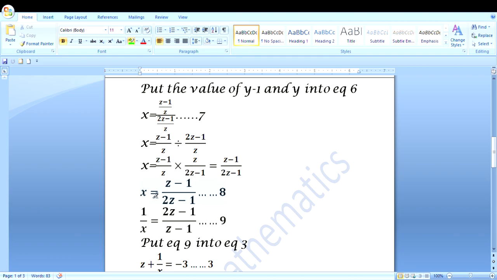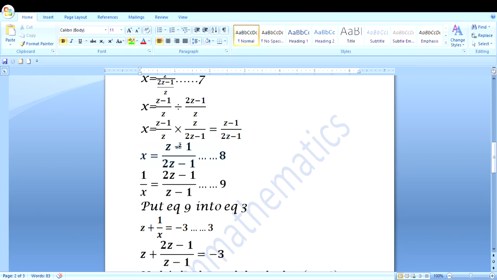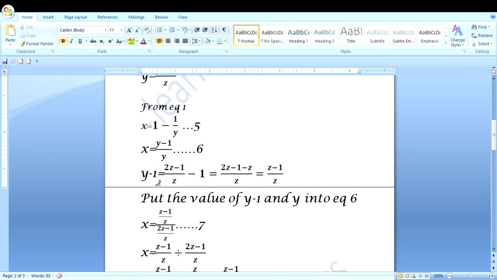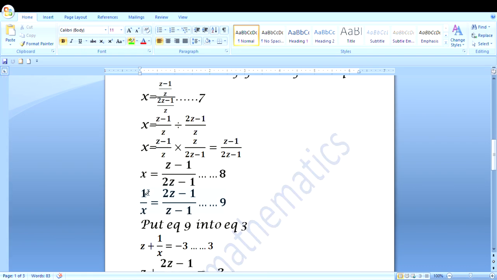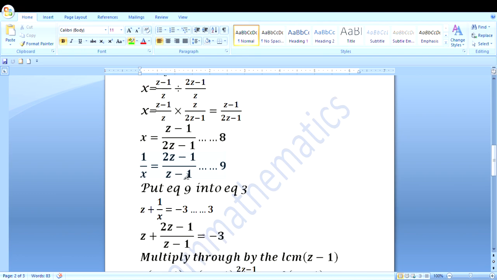So all this is x. The expression for x is z minus 1 over 2z minus 1. So this is equation 8. But if we look carefully at z plus 1 over x, for us to find 1 over x, we just say 1 divided by this, by inverting, making the denominator the numerator and the numerator the denominator. So 1 over x is equal to 2z minus 1 divided by z minus 1.